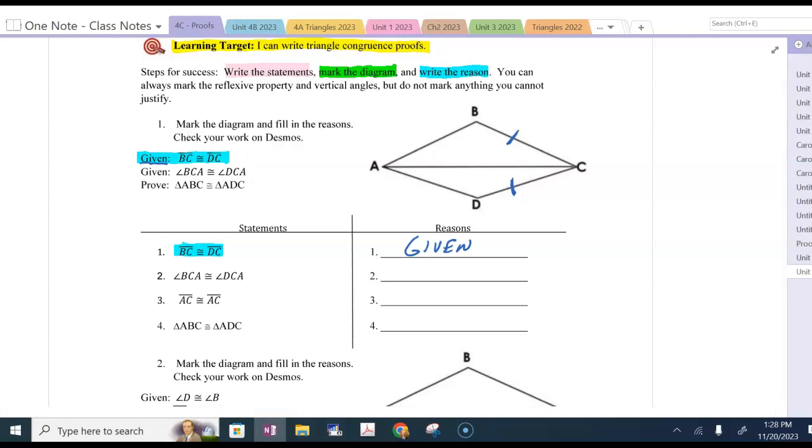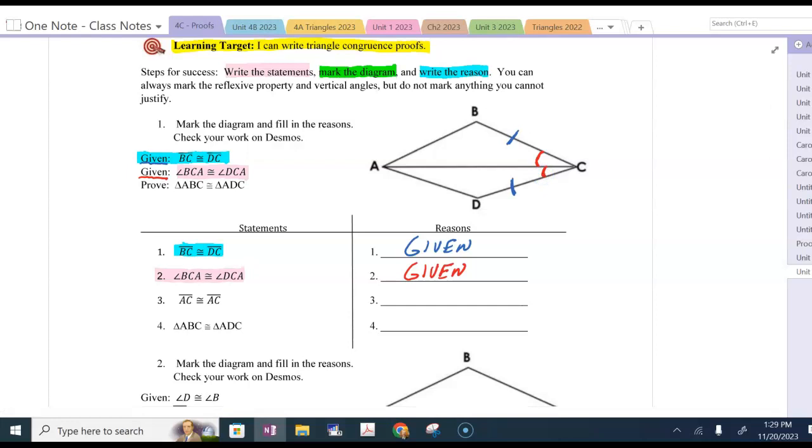So I'm going to do some color coding. The second given is angle BCA is congruent to DCA. And I wrote that down in step 2. The reason is it is given. And if you look at the problem, I'm going to underline the word given. So the first two statements are given. And I'm going to mark that angle BCA. So BCA is this red angle. And DCA is this other red angle.